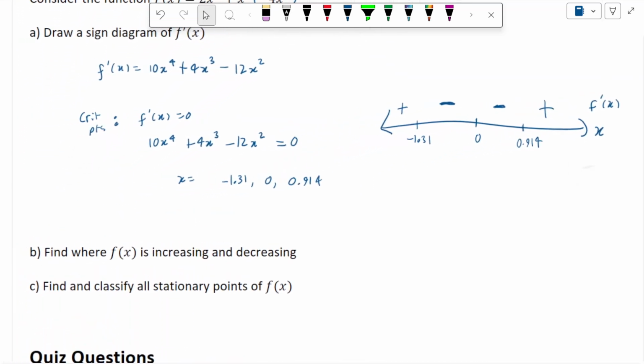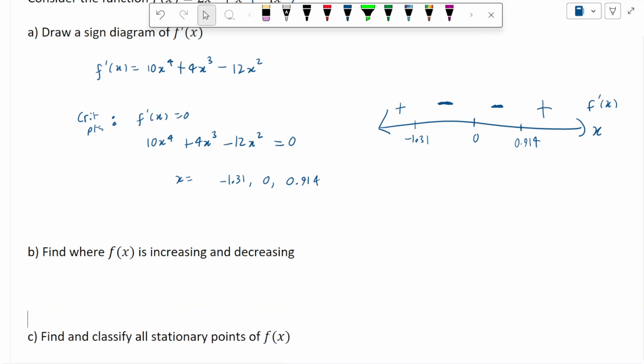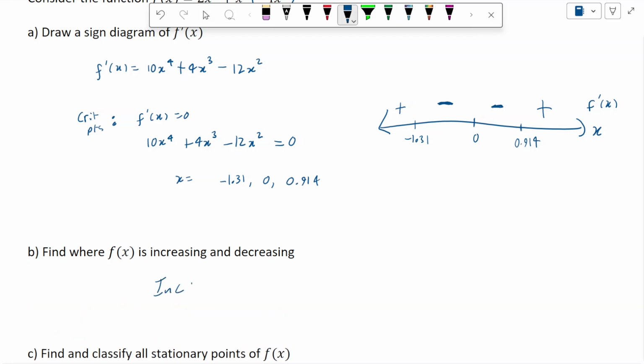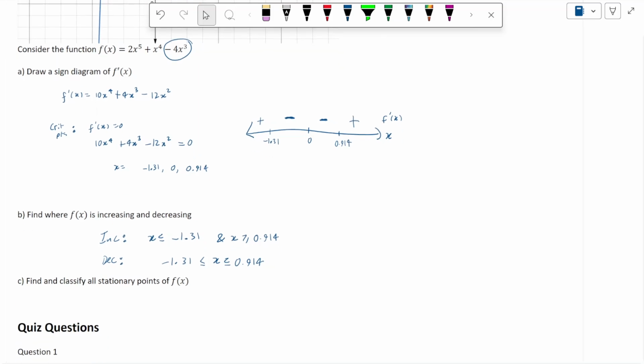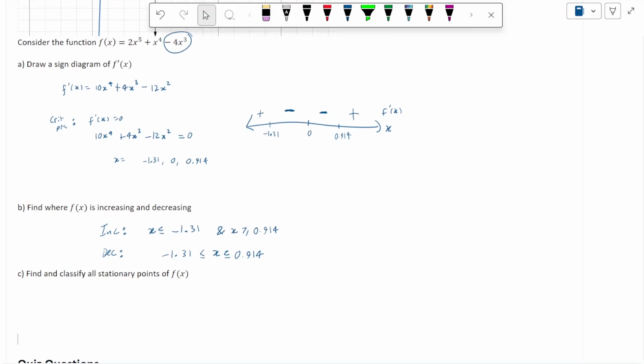Okay. So we need to say where it's increasing and decreasing. So it is increasing for x is less than minus 1.31 and x is greater than 0.914. And it's decreasing when x is in between those two numbers. So minus 1.31 is less than x is less than 0.914. So pretty much increasing are all the uphill bits and decreasing is all the downhill bits. Now we need to find and classify all stationary points of our function.